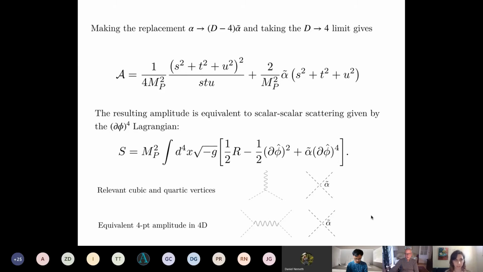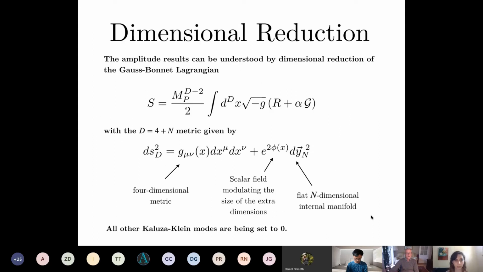And it seems like there should be some overarching theory or something that combines all these. And indeed there is. You can understand these results by dimensional reduction. So if you take your Gauss-Bonnet theory, Einstein-Hilbert plus Gauss-Bonnet term in arbitrary dimension, and then do a dimensional reduction, so we have now d equals 4 plus n, where we have n extra dimensions.